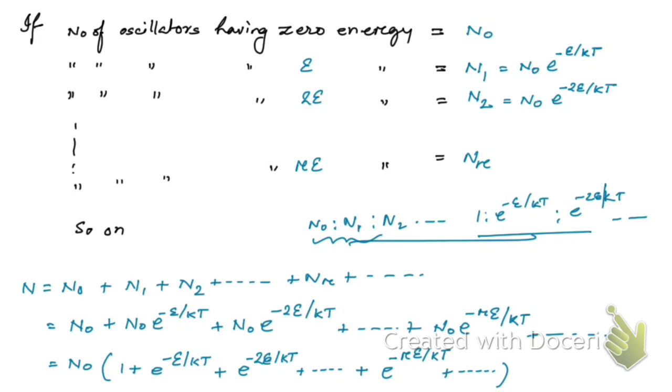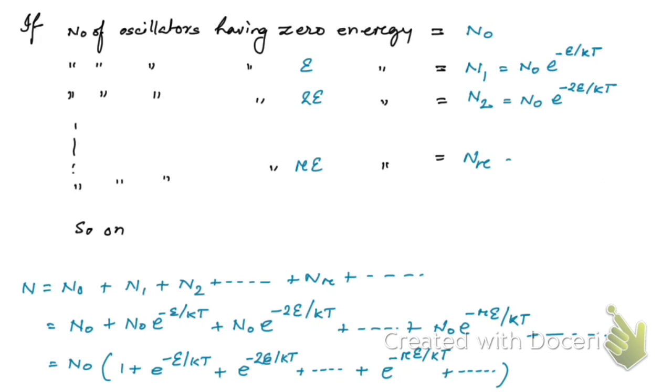Now let me clean this. Similarly you can write Nr is equal to N0 e to the power minus r epsilon by kT, and so on. So that's what we have done. Let me consider these terms.